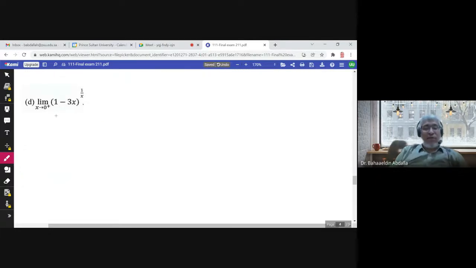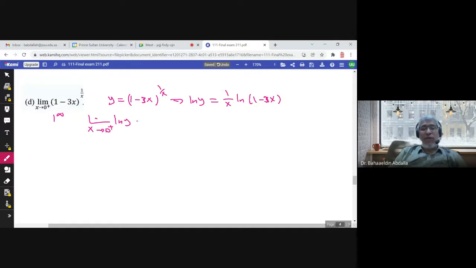1 minus 0 is 1, 1 over 0 is infinity, so this is an indeterminate power. What to do? We call y equals (1 minus 3x) to the power 1 over x. Then we apply ln to both sides, and I can take 1 over x out using the properties of the logarithms. And now I find the limit of ln y when x approaches 0 from the right.